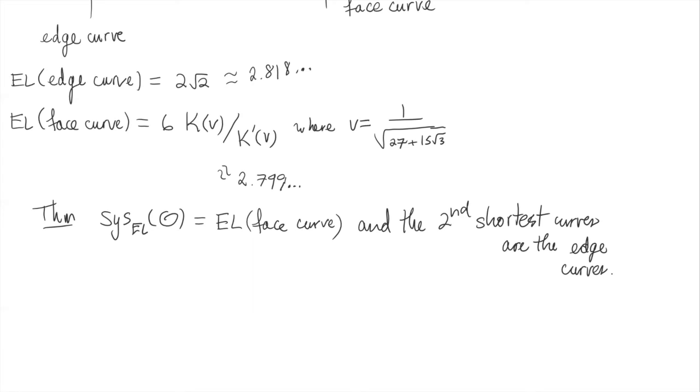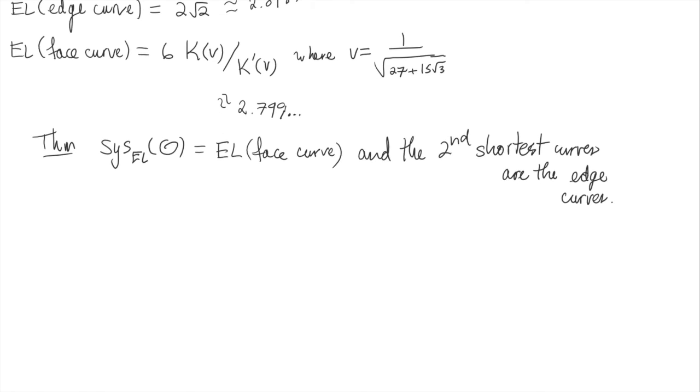And how we can prove this is by ruling out all other curves and saying other curves have longer extremal length. And to do that, all we need is a lower bound for extremal length. And for computing a lower bound, we just use any metric in the conformal class, and we use the Euclidean metric on the regular octahedron. And that's enough to rule out other curves.